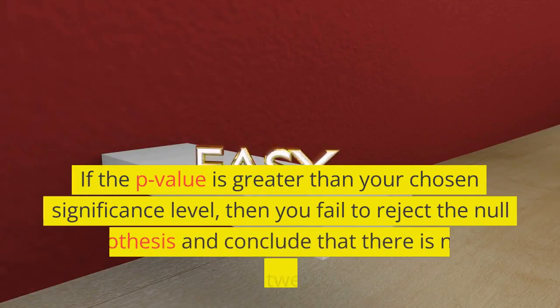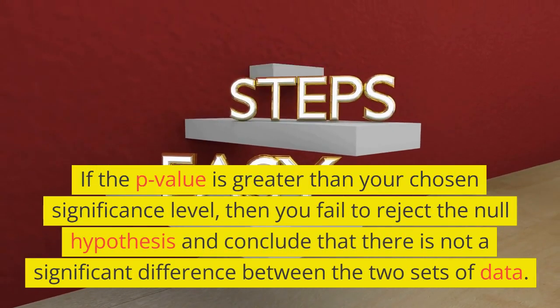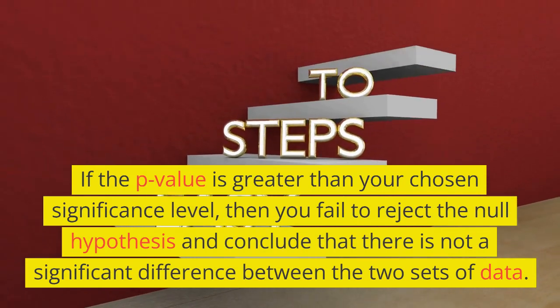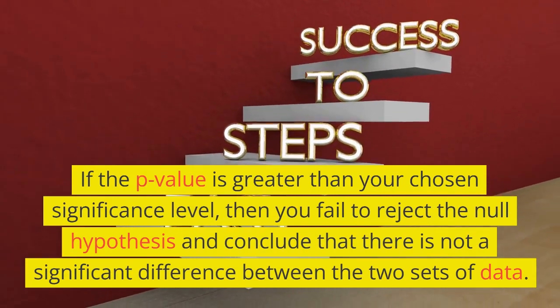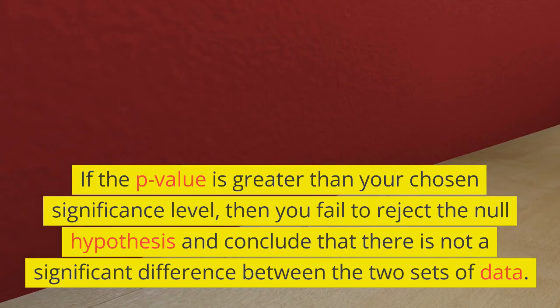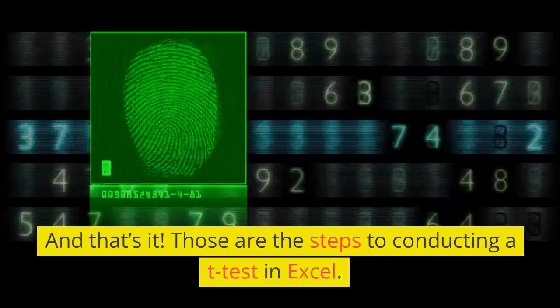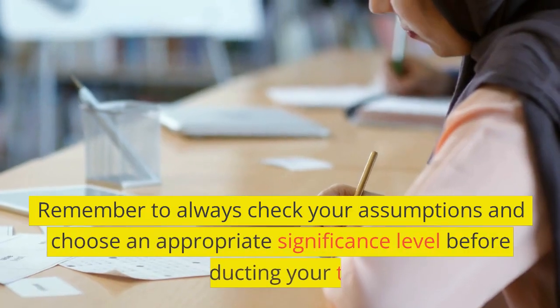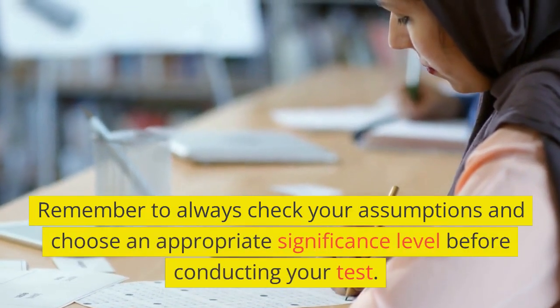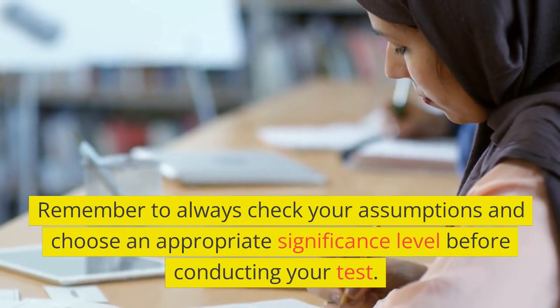If the p-value is greater than your chosen significance level, then you fail to reject the null hypothesis and conclude that there is not a significant difference between the two sets of data. And that's it. Those are the steps to conducting a t-test in Excel. Remember to always check your assumptions and choose an appropriate significance level before conducting your test.